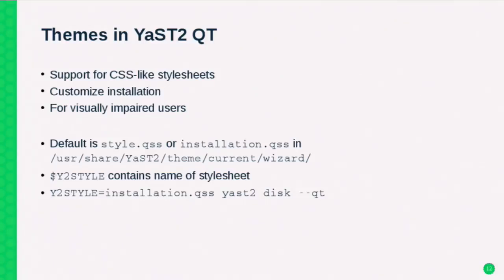There's two files. One defines how the installation workflow looks like. So this installation system, where you have the wizard, where you define which packages to install, how the partitioning looks like. That's installation.qss. And then there's also style.qss, which defines how YaST looks like in the running system. So you can adapt these files, or you could also pass in an environment variable a customized file and then make YaST look differently. I want to show you how that looks like.